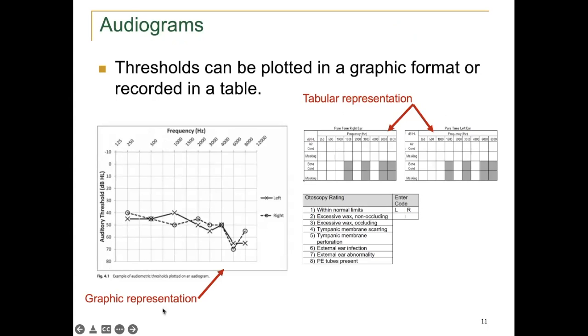To the left here is an audiogram, which is a graphic representation of how someone hears. On the right, we've got a depiction of a tabular representation of hearing results, which is what is more commonly used in hearing conservation programs.